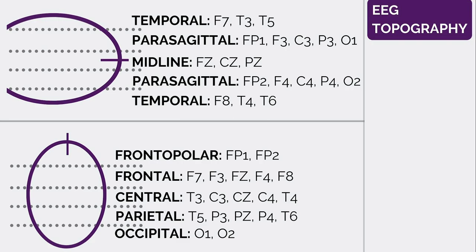In the picture above, if we cut the head on the longitudinal axis, we have different chains. So up on the top, we have the temporal chain because it's covering the temporal lobe on that side. And then closer to midline, we have the parasagittal chain, and then the midline, and the same thing on the other side. On the graphic below, we're cutting the brain on a perpendicular axis. We see that in the anterior portion, closer to the nose, we have the frontopolar chain, and then the frontal after that, before the central chain, and then the parietal, and the very back, the occipital chain.